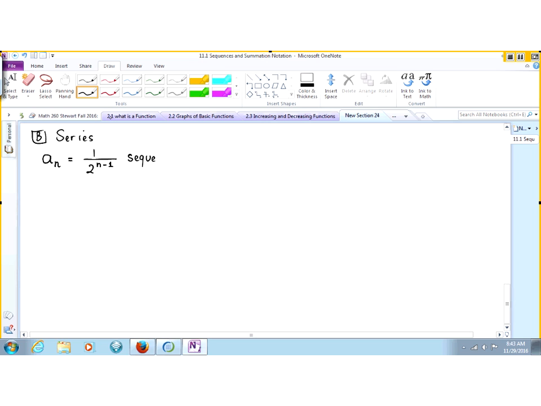Okay, so this is a sequence. Is this a sequence? Yes. If I list my terms, what will this be? The first one will be 1 over 1. The second term will be, so this is A1, A2, A3, A4, A5. A1 is 1, A2 is 1/2, A3 is 1 over 4, A4 is 1 over 8, and then 1 over 16. Can we continue from here? 1 over 32, and so on.